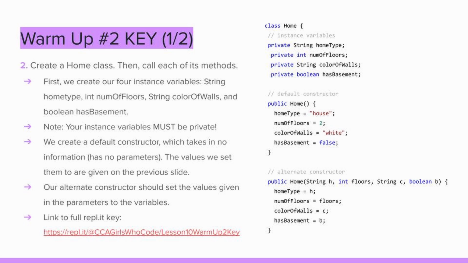Then we create a default constructor, which will take no parameters. This sets the default information for our house object if the user does not provide us with any. In this case, our default constructor sets home type to house, number of floors to 2, color of walls to white, and has basement to false. Then we make an alternate constructor which sets the values passed to the constructor to the corresponding variables.